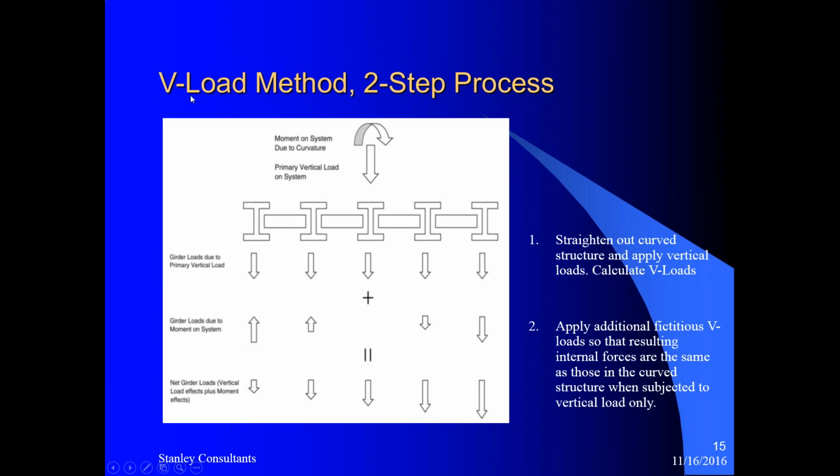And so in the V-load method, we analyze each girder independently for the vertical loads and calculate the primary moments. And using the equation we just looked at, we can calculate these fictitious V-loads that would have to be developed within the system for equilibrium. And adding these two effects gives the final results. So it's a two-step process.